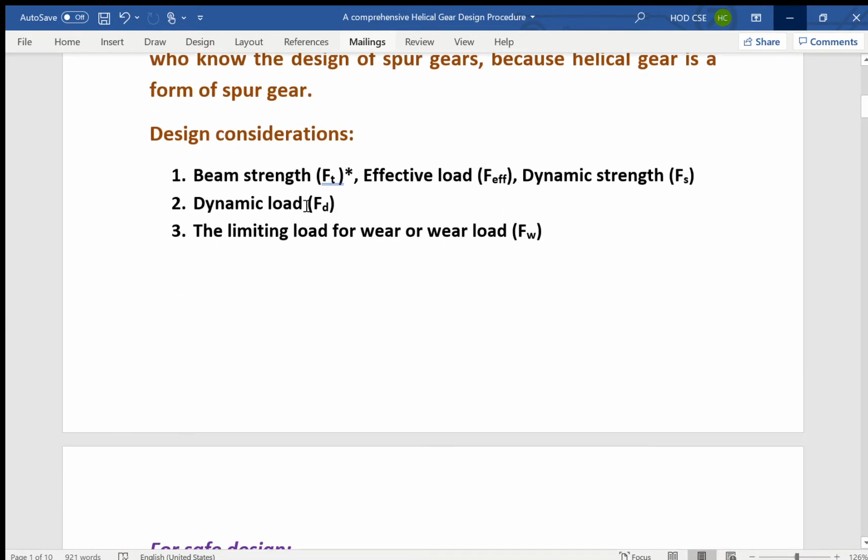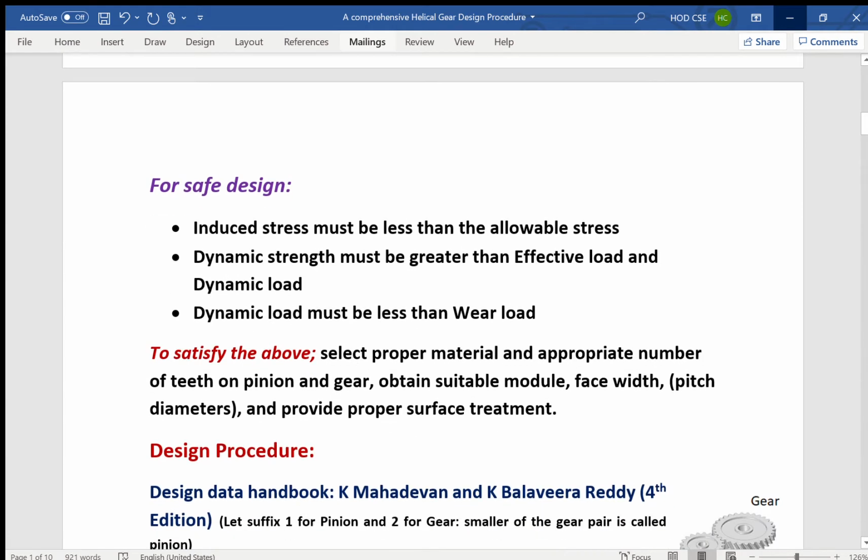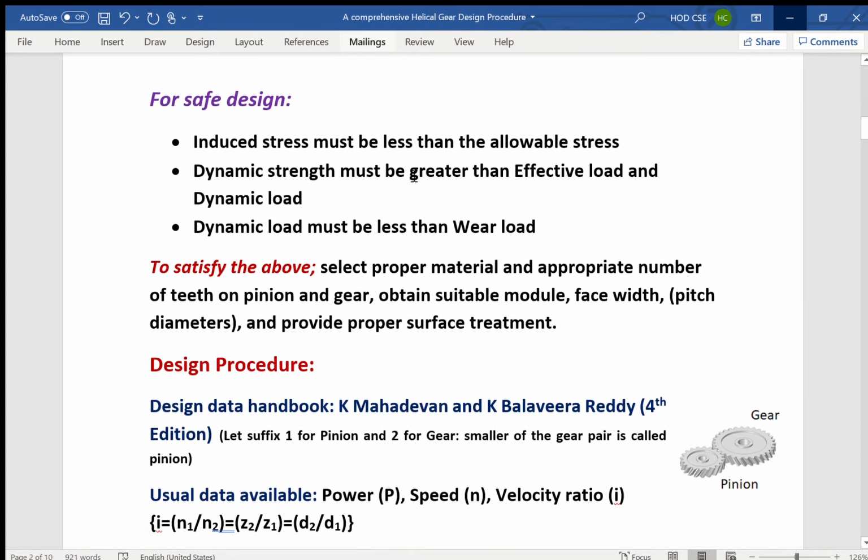Design considerations: beam strength Ft, effective load or effective force F effective, dynamic strength Fs, dynamic load Fd, the limiting load for wear or wear load Fw. For safe design, induced stress must be less than the allowable stress, dynamic strength must be greater than effective load and dynamic load must be less than wear load.